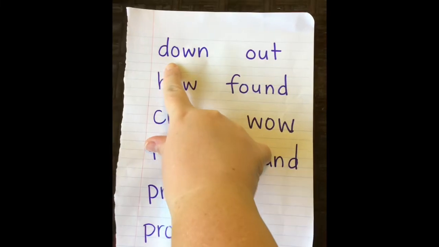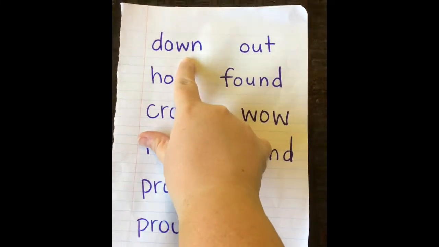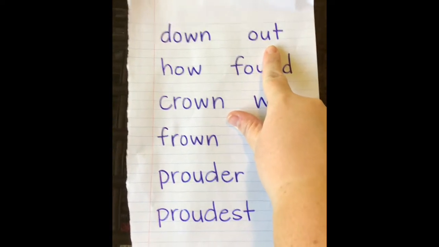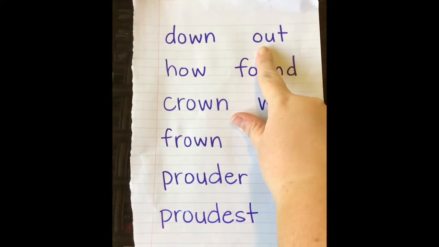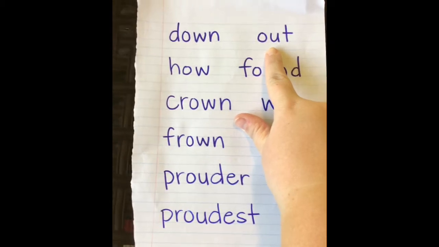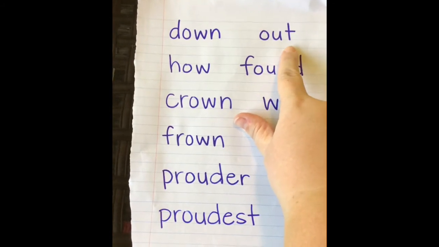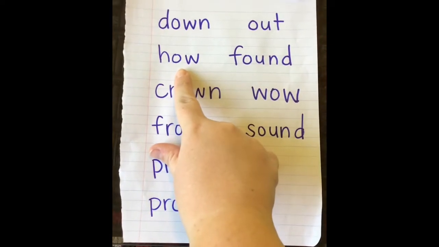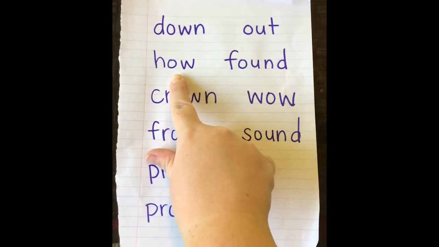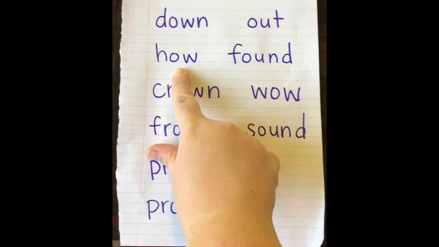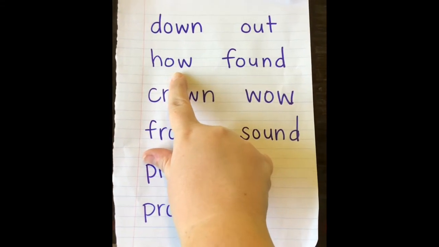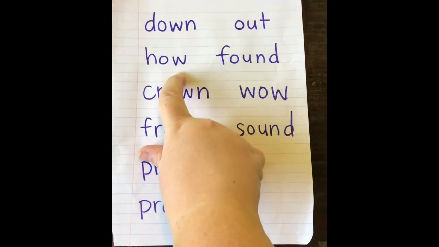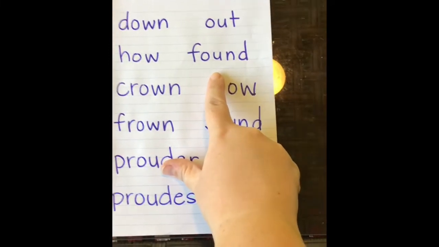Down. Down. Next word. What letters do you see that make the sound ow? OU. Let's sound it out. Out. Out. Go to the next word. What letters do you see that make the sound ow? OW. Sound it out. Ready? Ow. How.